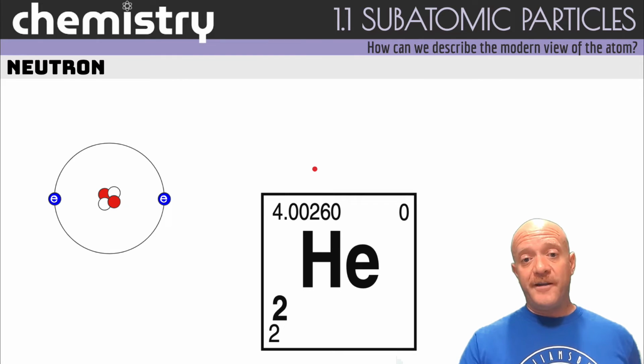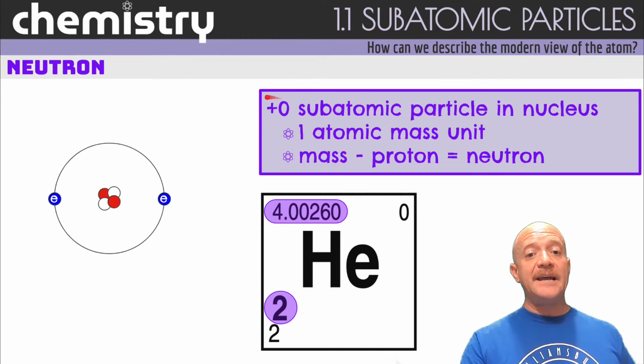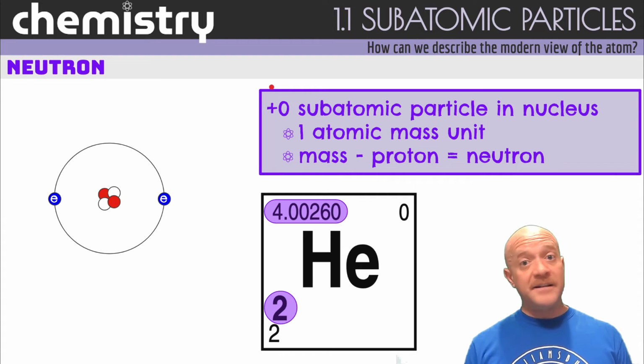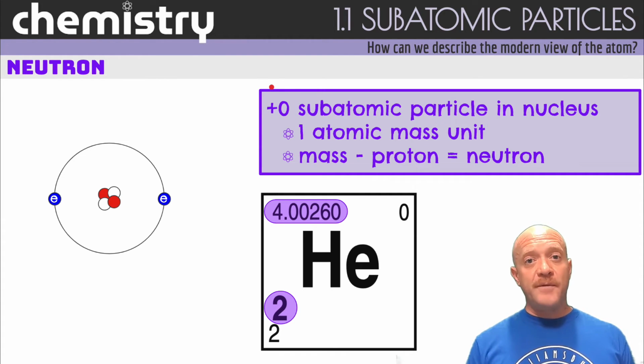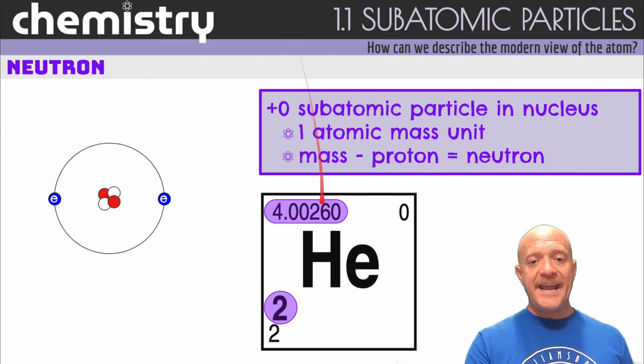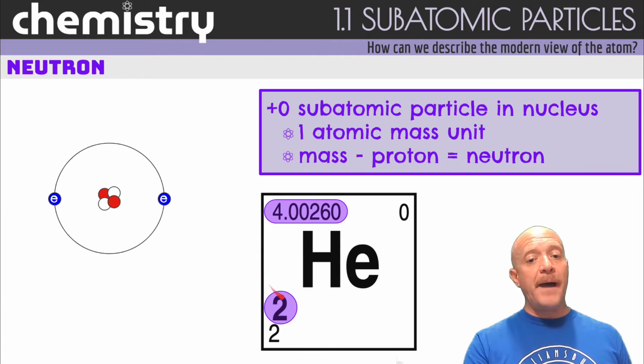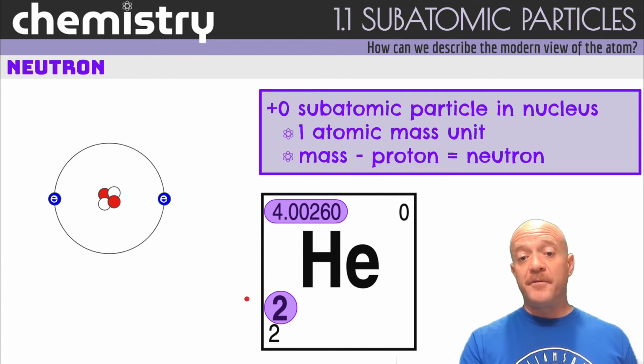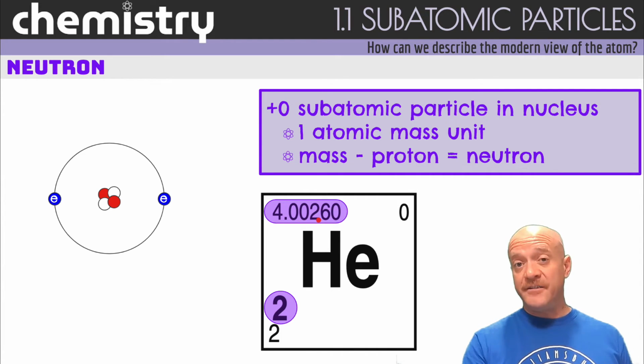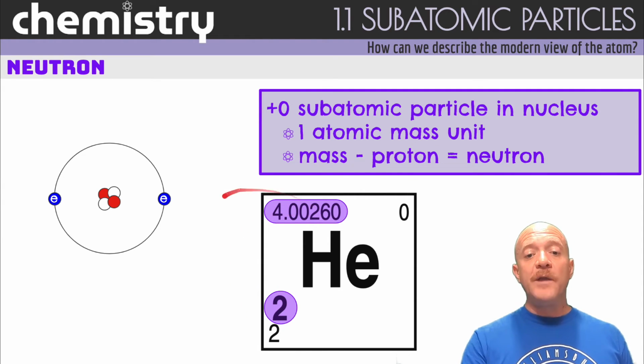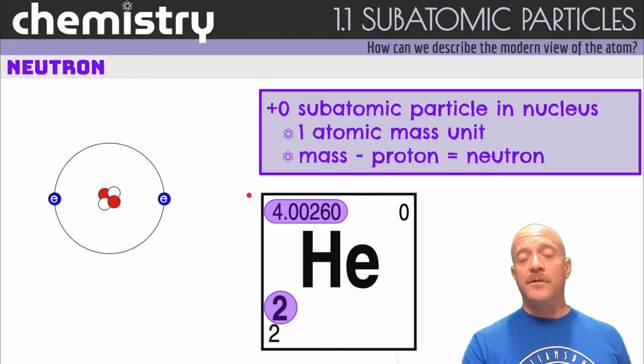We now have a neutron. A neutron is neutral or has no charge. It is a subatomic particle in the nucleus. It also has a mass of 1 atomic mass unit. In order to determine the number of neutrons, you take the atomic mass, we'll talk about it later, and you take the atomic mass minus the number of protons, and that will give you the number of neutrons. Now don't worry about these decimal places. Round this atomic mass to the nearest whole number, subtract the number of protons, and that will give you the number of neutrons. We will discuss why this looks like a decimal later on.